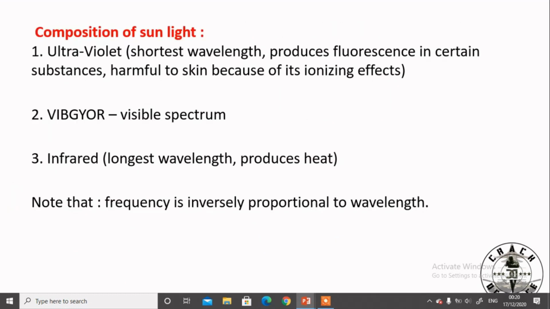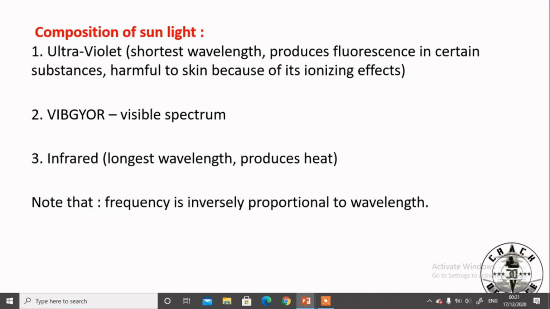Now coming to the composition of sunlight, there are three major components. We have ultraviolet rays, which have the shortest wavelength and produce fluorescence in certain substances, and are harmful to skin because of their oxidizing effects. So we have ultraviolet as the first component.